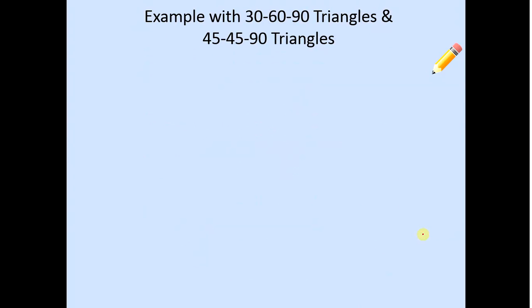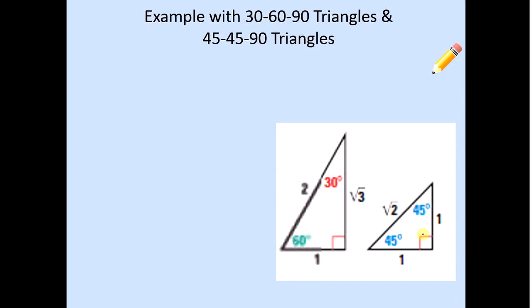Now, how about a triangle with 30, 60, 90, and 45, 45, 90? So these are very special. Remember, your short leg is 1, so my hypotenuse is double, and then my long leg is the square root of 3 times our short leg. So now, what about the sine of 60 degrees? Sine of 60 would be opposite over hypotenuse. So that's going to be the square root of 3 over 2.